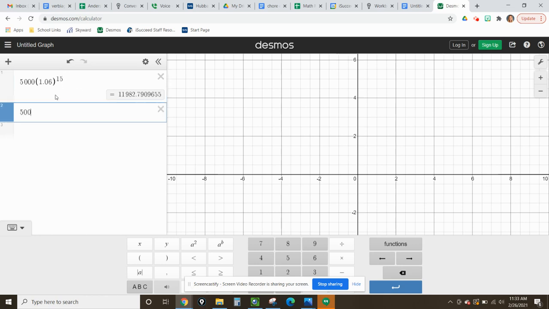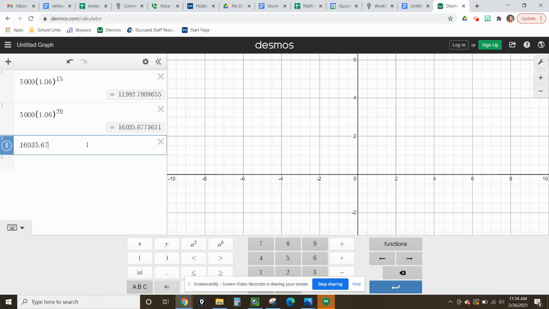Now I'm going to do the same thing for year 20: 1.06, and I'm going to do the exponent of 20. So that gives me this number. Okay, so if I want to find the rate of change between years 15 and 20, I first need to subtract these two. So I'm going to go 16,035.677611. I probably don't have to go that many decimal places. And I'm going to subtract this one up here, 11,982.7909655.